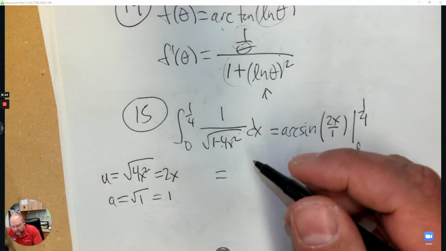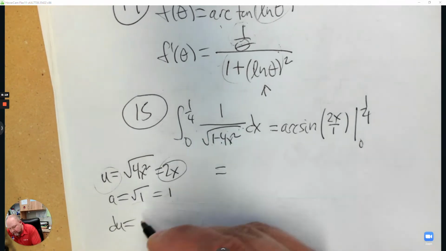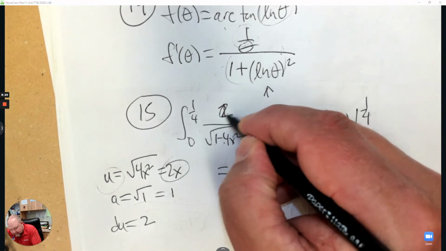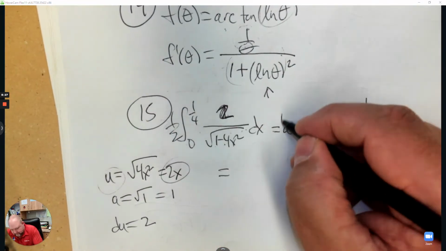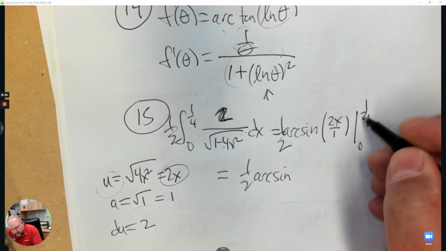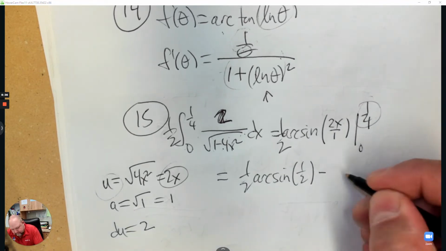Oh, I forgot a bit of a hook here. So the derivative of 2x is 2. So this needs to be 2, which means I need a 1/2 in front. I'm going to plug 1/4 in. 2 times a quarter is a half.